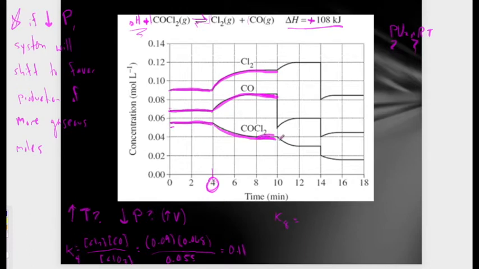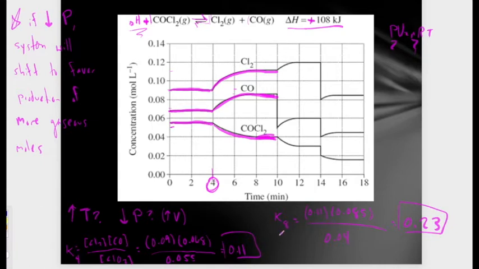values that occur at 8 minutes. So once again, Cl2 concentration, that looks like it's just about 0.11 times the CO concentration. That looks like it's about halfway between 0.08 and 0.09, so 0.085, divided by the concentration of COCl2 after 8 minutes, which is 0.04. And if I've done my math correctly, it looks like I have indeed changed my K value.